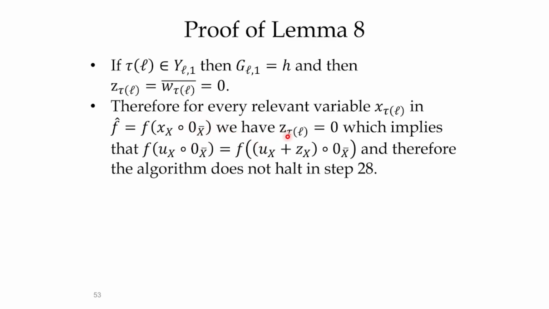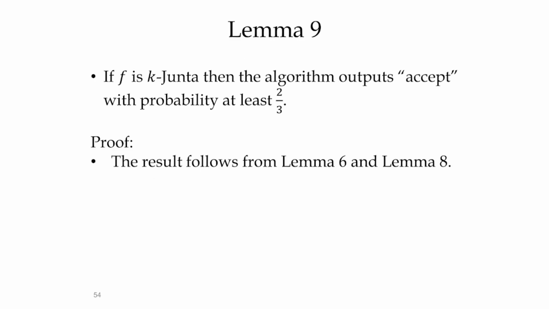We have Z tau of L equals 0, which implies that f of U subscript capital X concatenation 0 subscript capital X bar equals f of U subscript capital X plus Z subscript capital X concatenation 0 subscript capital X bar, and therefore the algorithm does not halt in step 28.